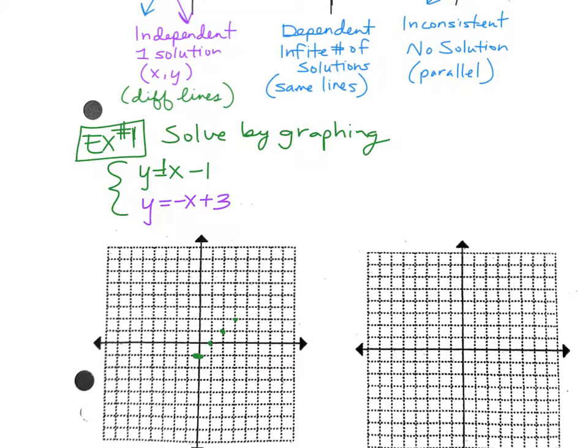Which line are we graphing right now? The top one. Okay. Y equals x minus 1. Okay, so there's that line. The bottom line, what do you plot first? Plus 3. So from 0, 0, 1, 2, 3 is here. And what is your slope? Negative 1. So you're going down 1 to the right 1, down 1 to the right 1, down 1 to the right 1, and then drawing that line in.